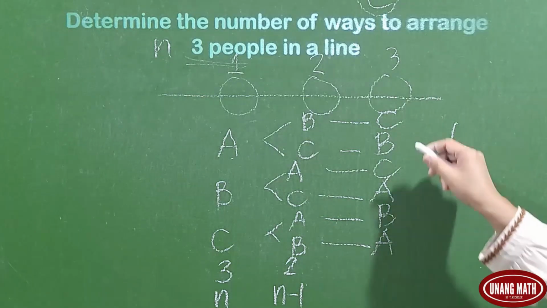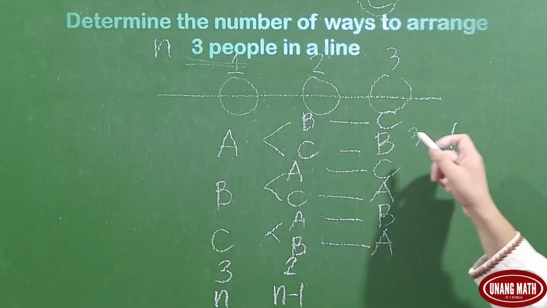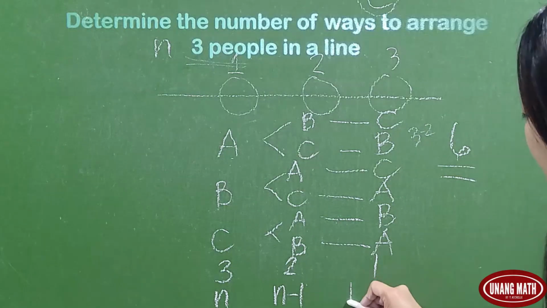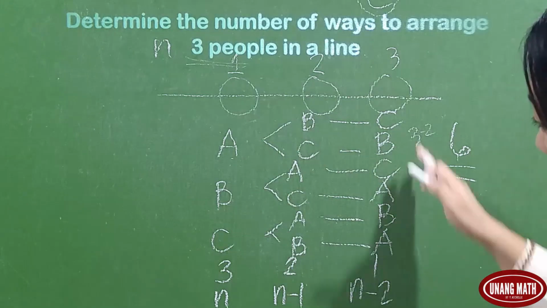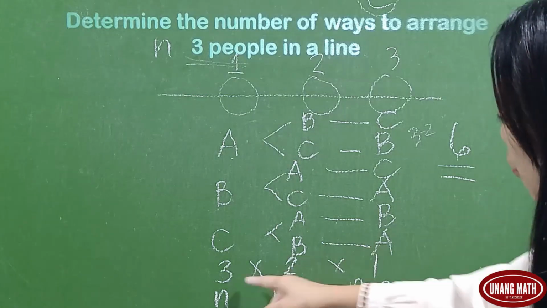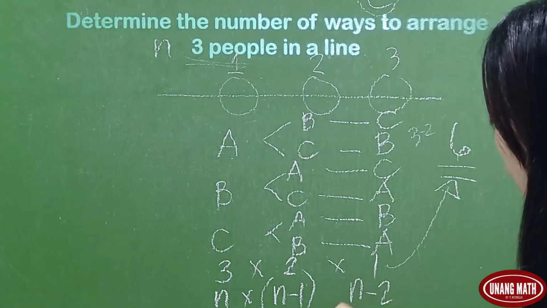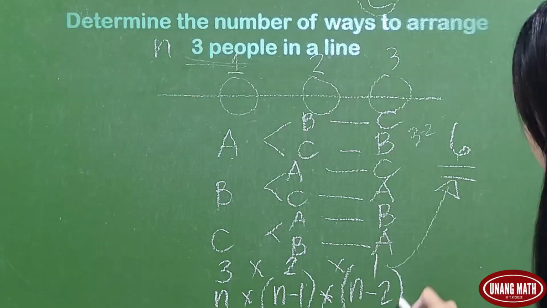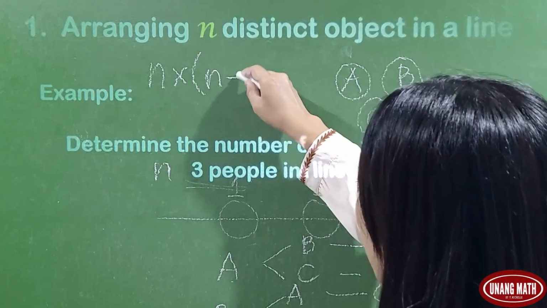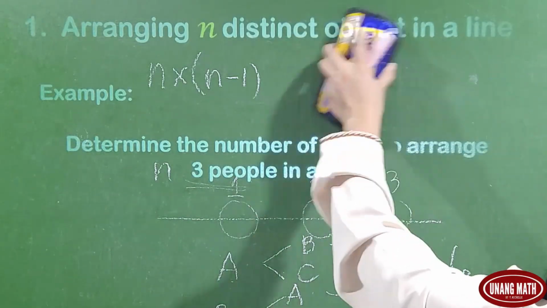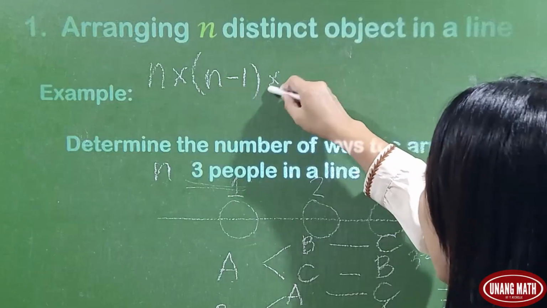In the third column, it's 3, but since we used it here and here also, twice already, so minus 2, then it means 1. And this is n minus 2. We use these at the same time, so we need to multiply, and this is equal to 6. So we have n times n minus 1 times n minus 2. This is our formula for finding the number of possible outcomes when we arrange n distinct objects in a line.